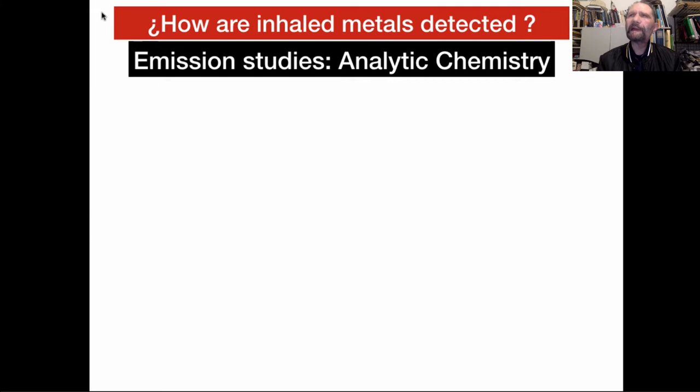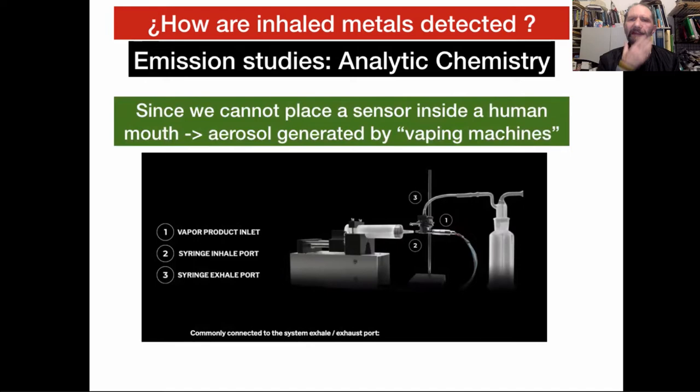I'm not a chemist. We would like to see the chemical composition of the inhaled aerosol, but we cannot place the sensor in the mouth of somebody or in the throat. So we have to use an aerosol that is generated by a vaping machine. These vaping machines have evolved as adaptations to vaping from smoking machines. And then you have to choose a pumping protocol in this machine, right? And here comes the problem.